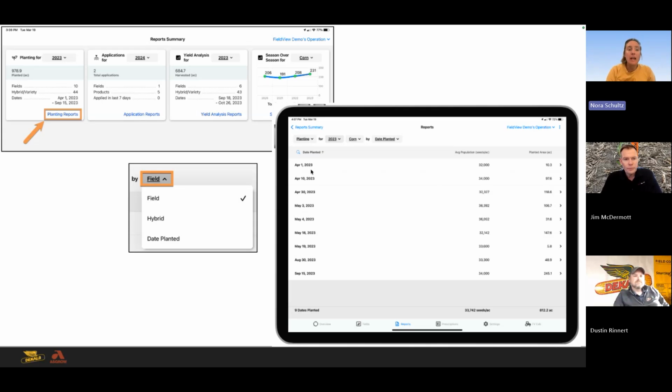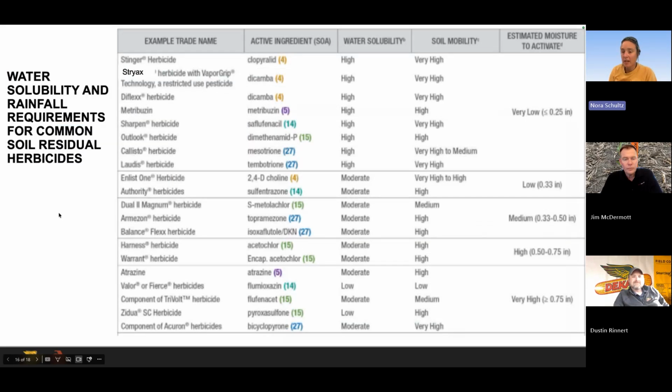So if you need help trying to figure this out, give me a call. Like I said, this is available in Operations Center as well through Work Analyzer. You can sort by planting date to get those fields right away. So then we will finish with some herbicide notes. Jim, take it away, and then we'll be right on time.